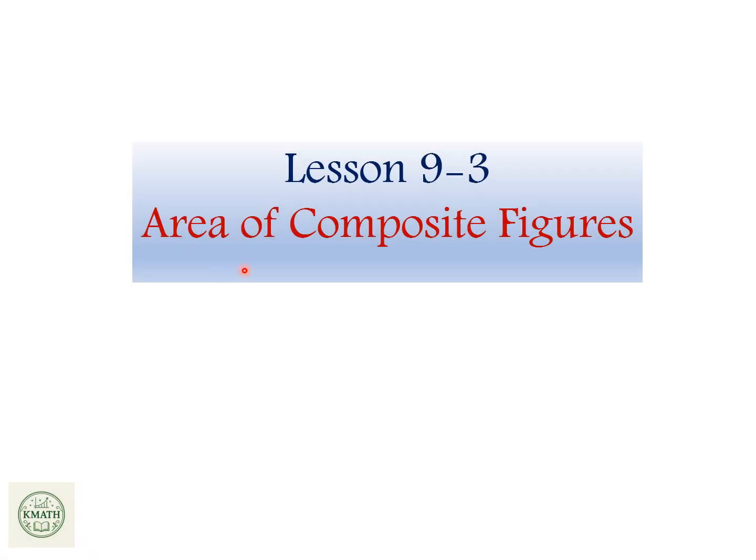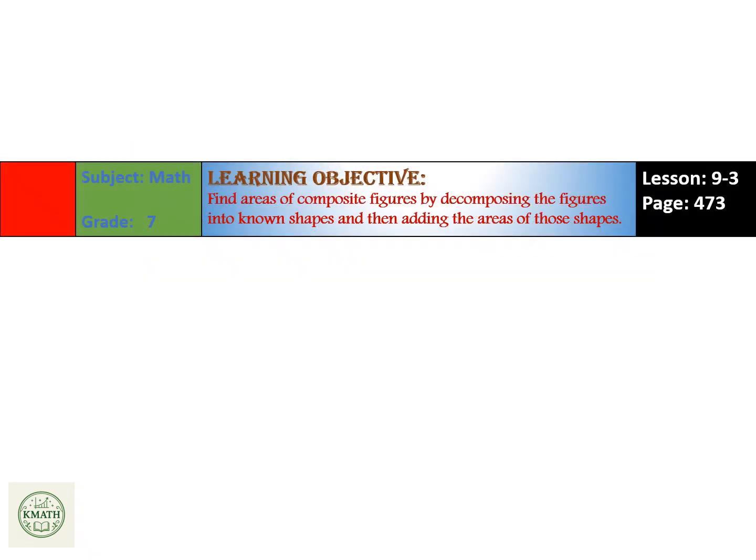In this lesson we will learn how to find the area of composite figures by decomposing them and using their formulas. We will revise from lesson 9.3, page 473 from your textbook. Find the area of a composite figure by decomposing the figure into known shapes and then adding the areas of those shapes.